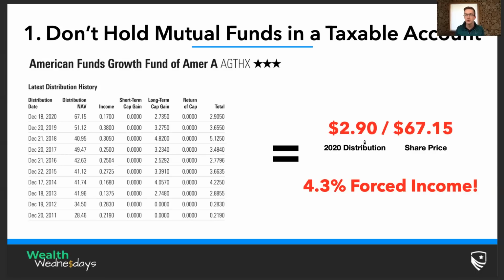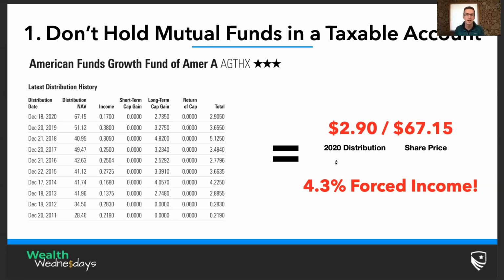And so what we'll see in 2020, American Growth Fund of America, this is a large cap growth oriented mutual fund. Okay. It had $2.90 of a distribution to investors. Now, $2.90 doesn't mean a whole ton because we have to compare it to that mutual fund share price. And when we compare to the mutual fund share price of ending the year at 67.15, okay, what we're going to see is this American Growth Fund distributed 4.3% of its fund in this given year as a long-term capital gain. So this was forced income.